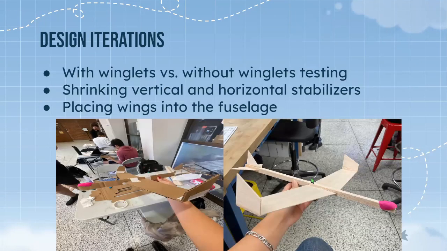So first I tested my glider without the winglets, and it flew, but I didn't think it flew very far. Then I added winglets and saw a huge improvement in the flight. For this, I was basically using cardboard for my first iteration.